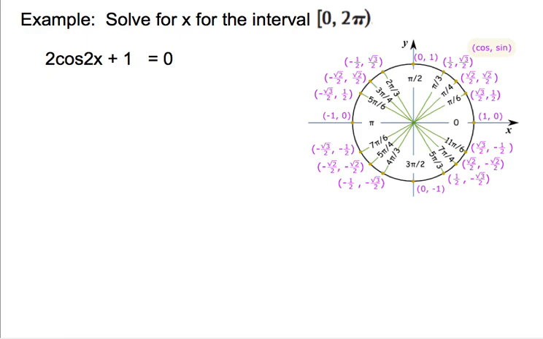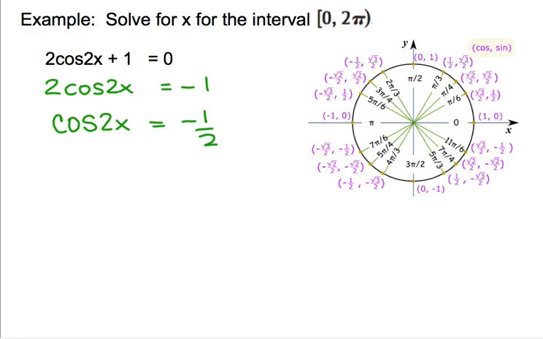So we're going to solve first by undoing. We're going to subtract the 1 from both sides. Then we're going to undo the multiplier of 2 in front of the cosine function. To undo that, we're going to divide both sides by 2. So right now we have the equation, the cosine of 2x equals negative 1/2. And we want to find out what x is.